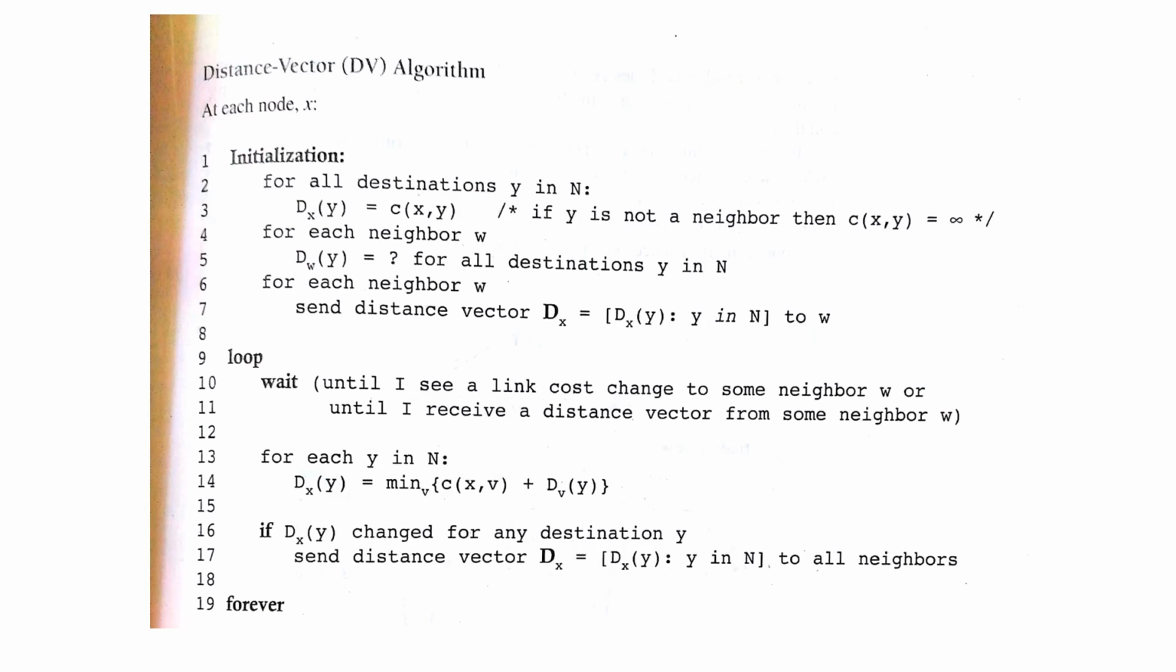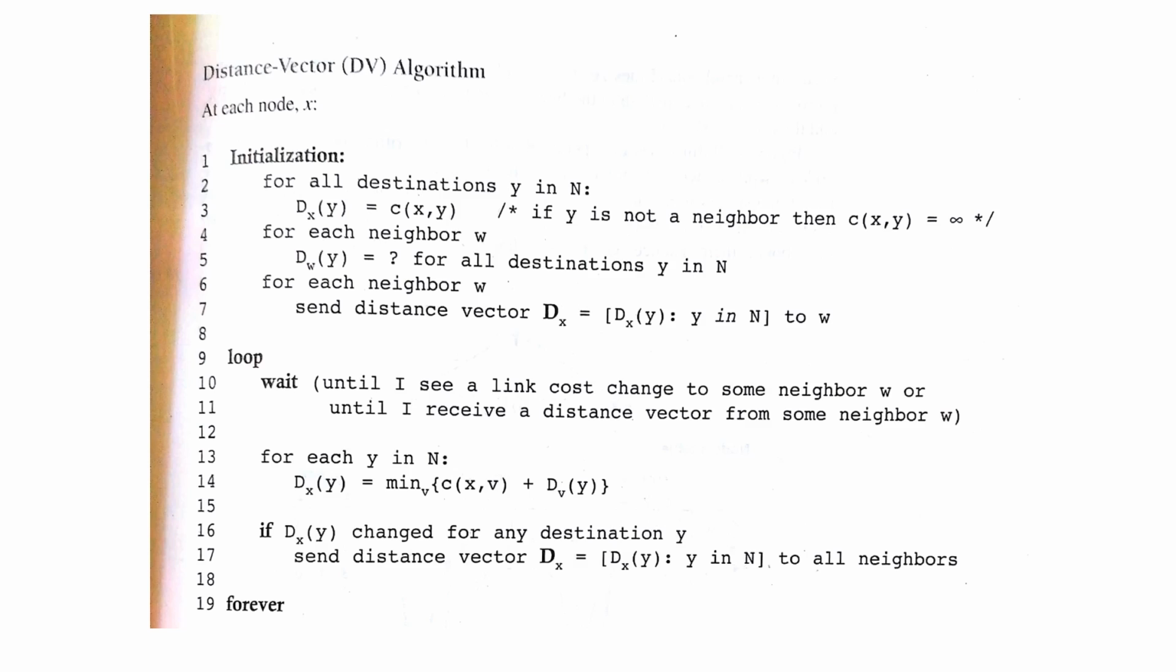The algorithm is like this. The initialization part is similar to that of the link state. D of xy is equal to the cost of x comma y for all destination nodes y in N. N is the set of all nodes and y is the node which we are considering now. D of x to y is c of x to y if it is a neighbor. Otherwise, it will be filled with infinity. For each neighbor w, send the distance vector D of x. Once the D of x is filled, it will send the updated table to every other neighbor.